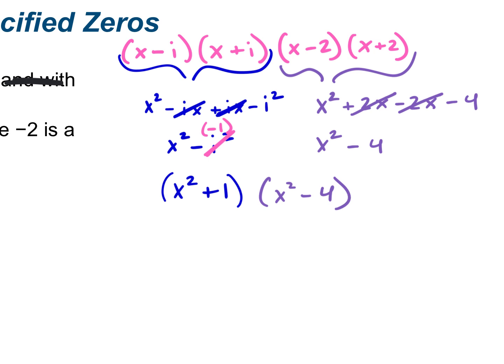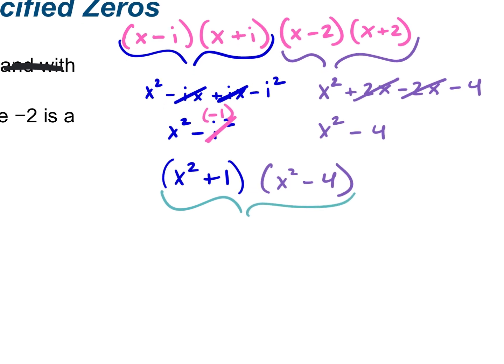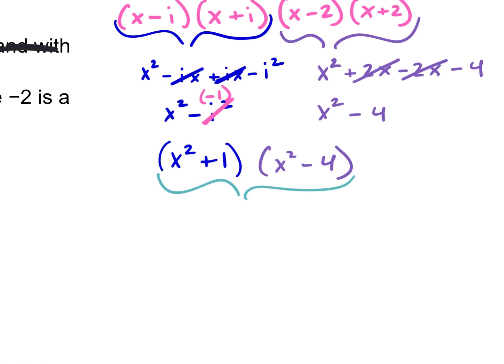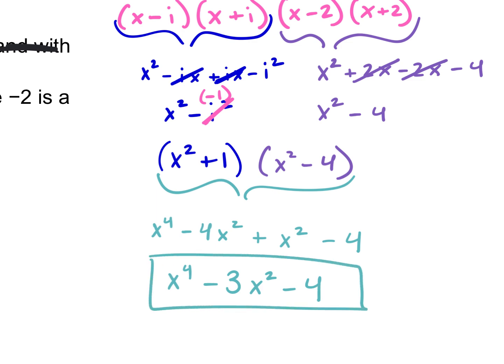Now we have to take these two answers and multiply them together. So we're going to FOIL these now. What's x squared times x squared? X to the fourth power minus 4x squared plus x squared minus 4. Combine our like terms. So x to the fourth power. What's negative 4x squared plus x squared? Negative 3x squared minus 4. So this would be our answer.